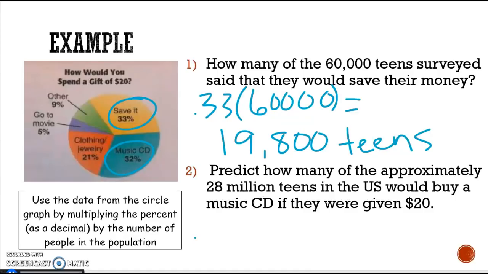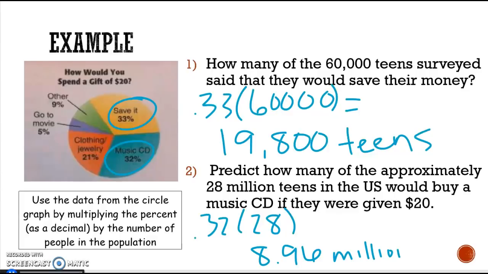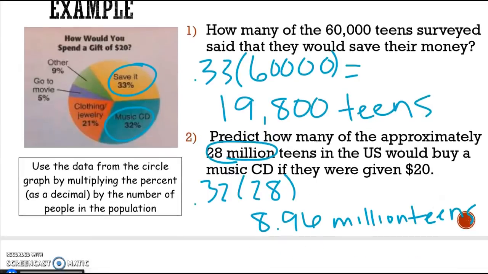So if we change that to a decimal and multiply that by 28, this is going to give us an answer of 8.96 million teens. So make sure you have that million in there. If you just had 8.96 teens, that's not correct. So make sure you add that word million because it said 28 million.